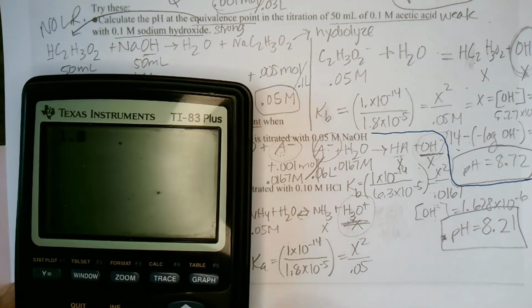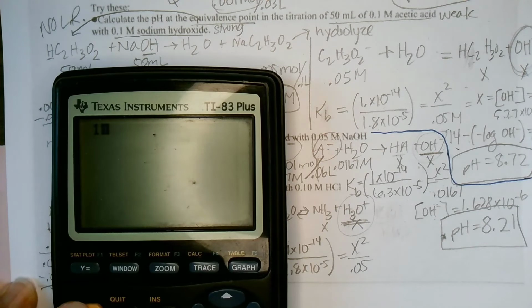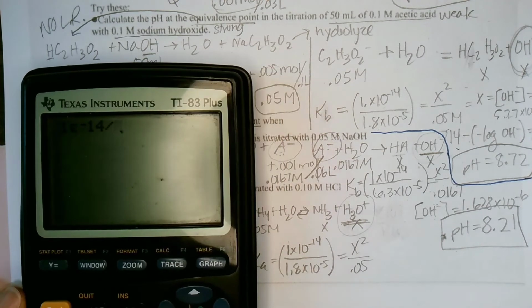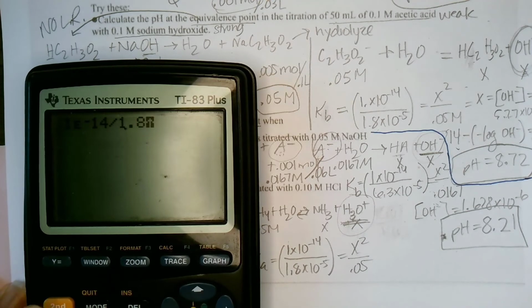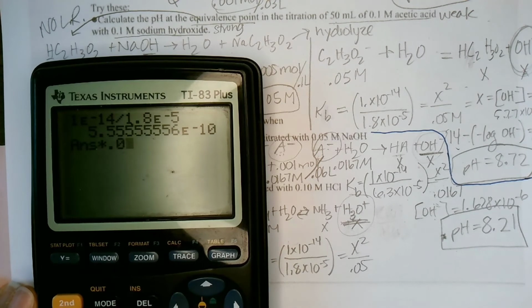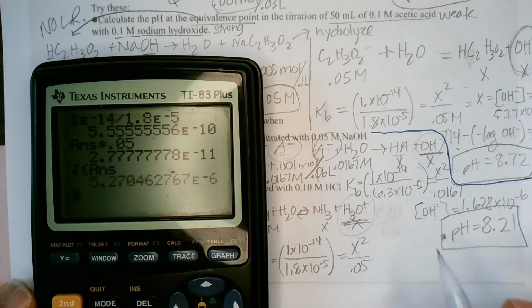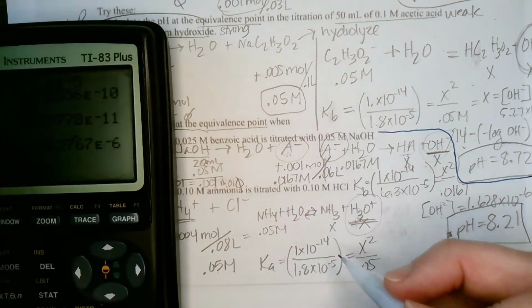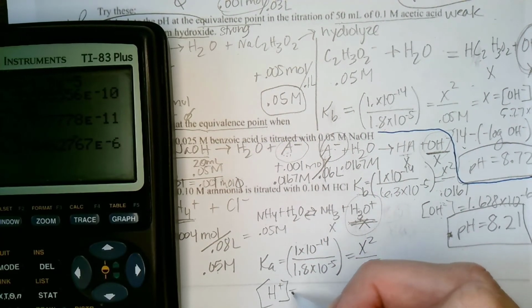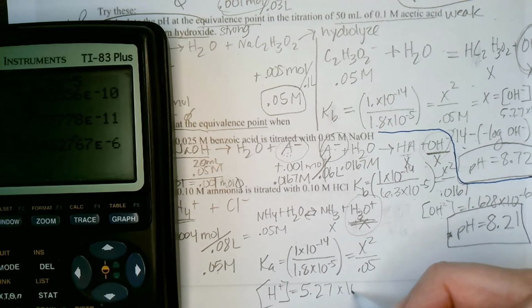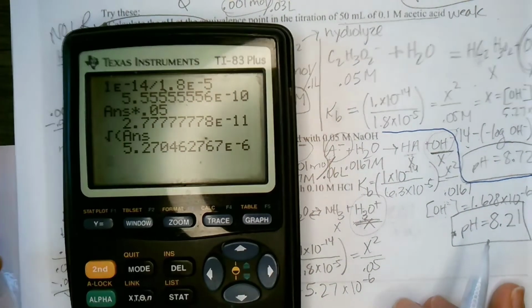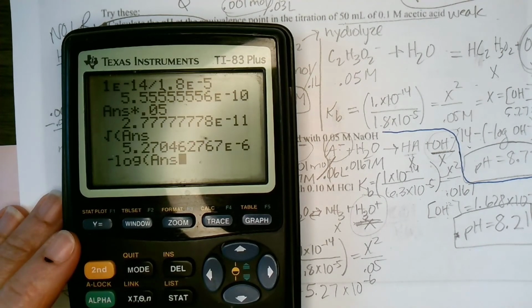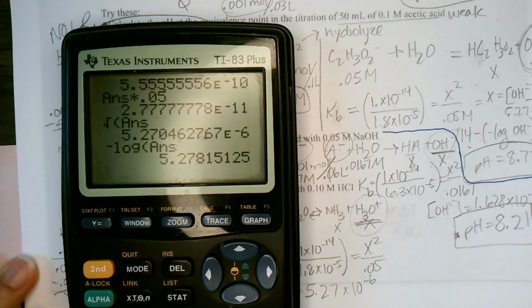1 times 10 to the negative 14th divided by my Kb, 1.8 times 10 to the negative 5th, gives me my Ka. Ka times 0.05. And then let's take the square root of it to get x. X is my concentration for H plus, so it's equal to 5.27 times 10 to the negative 6. Let's take the negative log of that for my pH. Negative log of my answer gives a pH of 5.28.